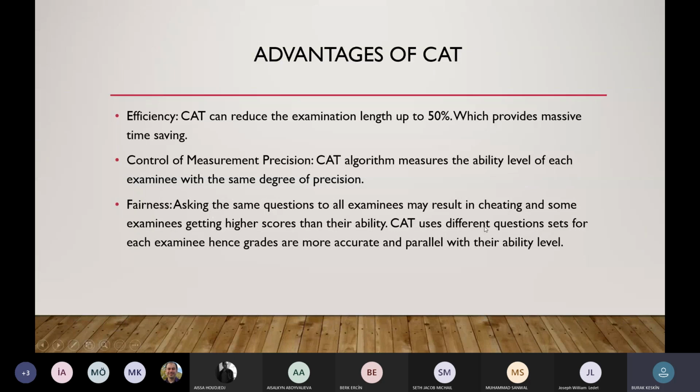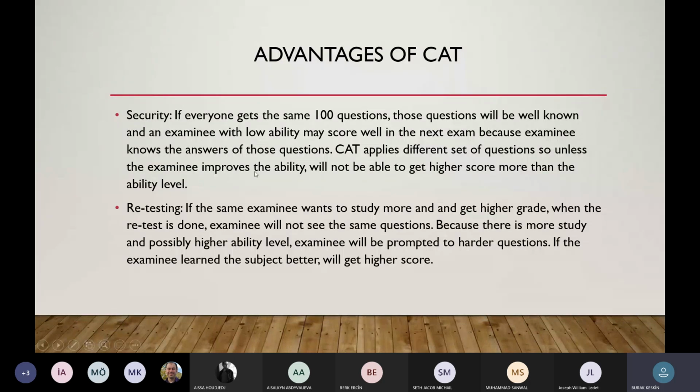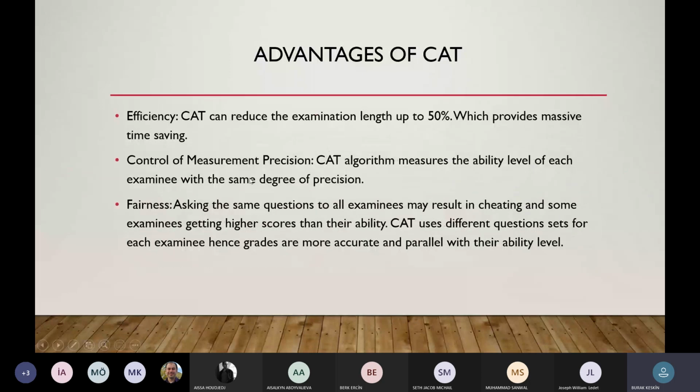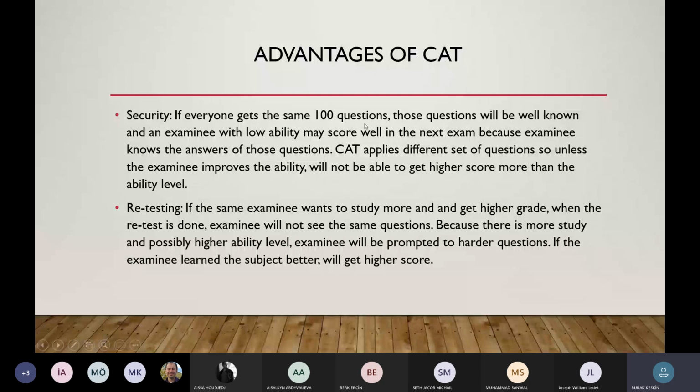Security, this is related to fairness. If everyone gets the same questions, those questions will be well known, and an examinee with low ability may score well on the next exam. With the next exam, I mean if he or she enters the exam again, because he or she will know the answers of those questions. In CAT, there are different sets of questions, so unless the examinee improves their ability, they will not be able to get a higher score than their ability level.